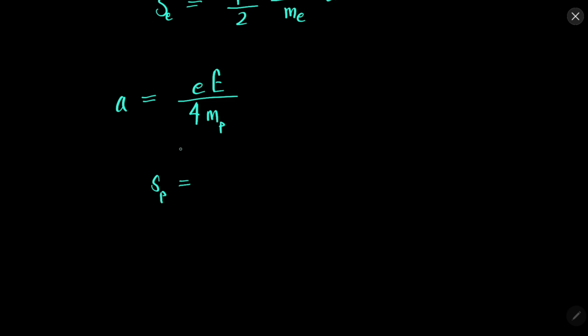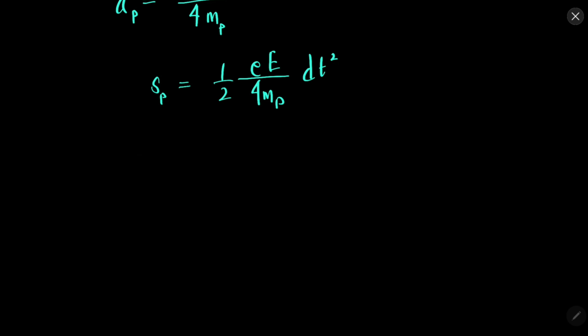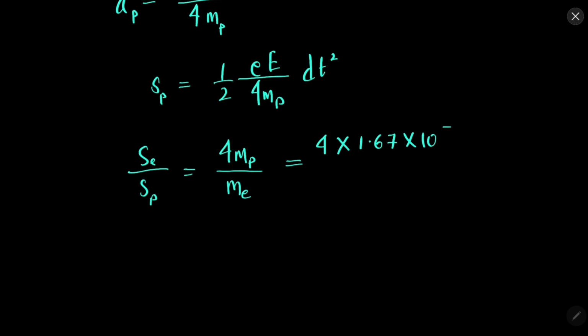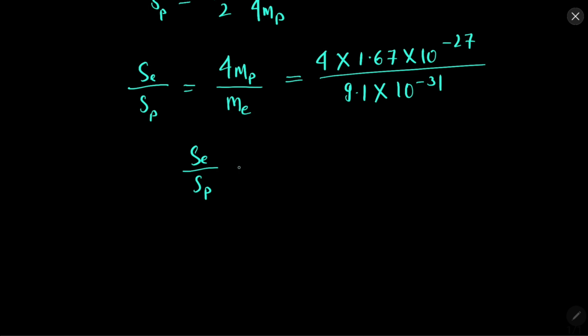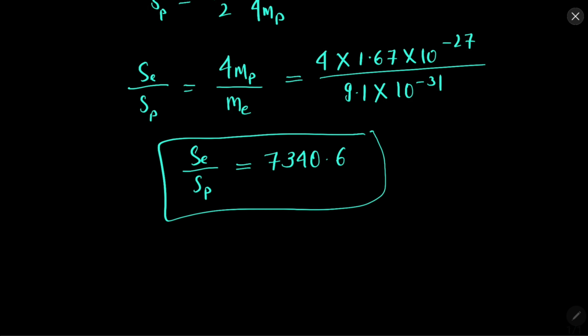So displacement of positive ion will be, again initial velocity is 0, so ut is 0, so half a t square. So the ratio will be 4 mp over me. So once you put the value, you will get this ratio to be approximately 7340.6.